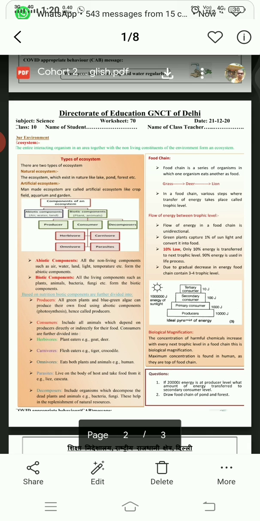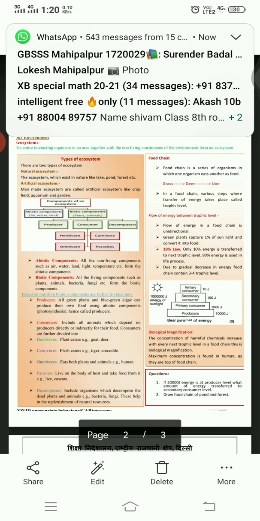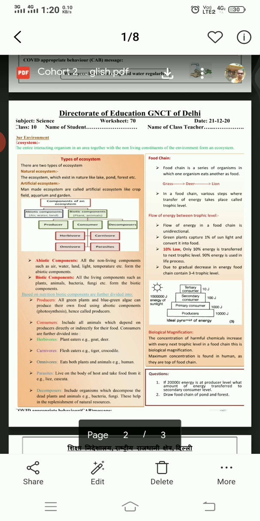Then come abiotic components. Abiotic components are the components which are non-living, like in our surroundings, we have air, water, soil, you may have mountains. So these other components which are non-living are known as abiotic components.